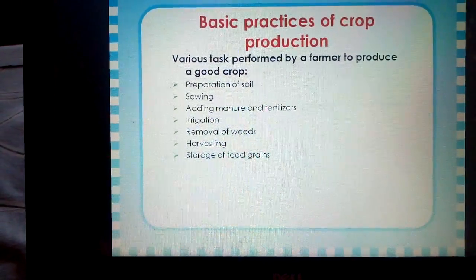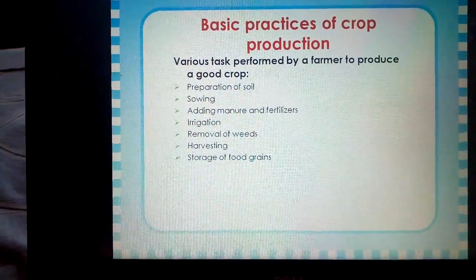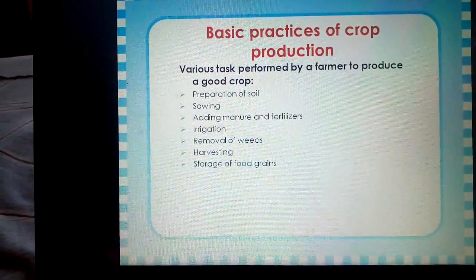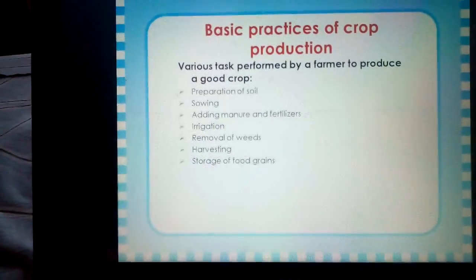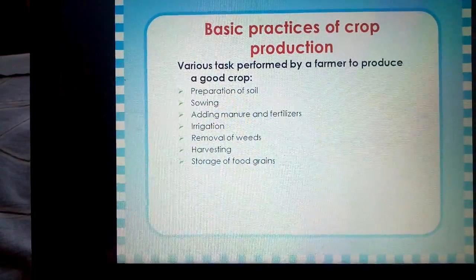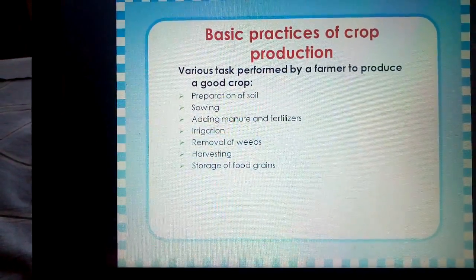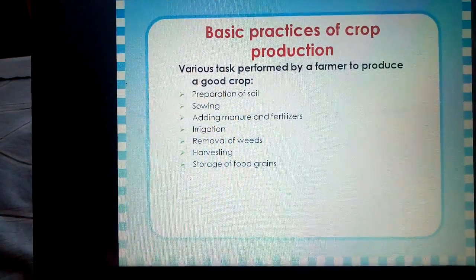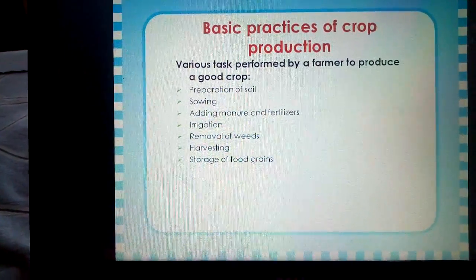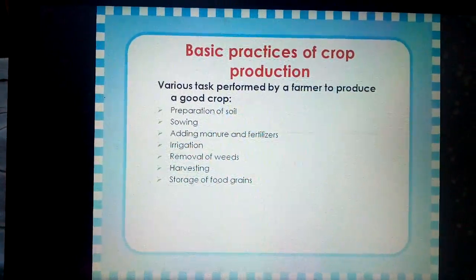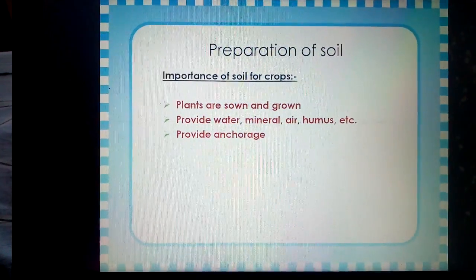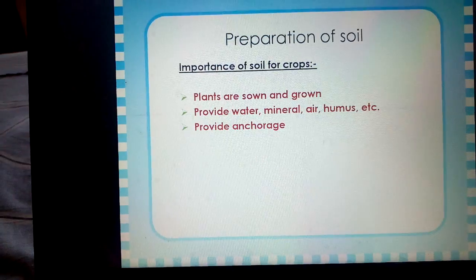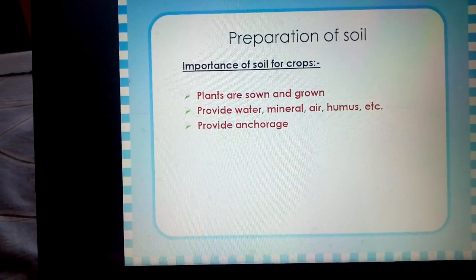The first thing is preparation of soil. How soil is prepared, how soil is managed in their field. The second thing is sowing of the seeds, adding manure or fertilizers, irrigation, removal of weeds, harvesting, storage of food grains. First we will talk about preparation of soil: how soil is prepared and why soil needs to be prepared.